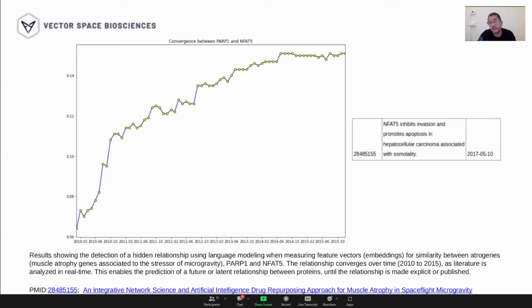The relationship converges over time from 2010 to 2015, as you can see here. And that's based on analyzing the literature in real time. This enables the prediction of a future or latent relationship between proteins until that relationship is made public or published. And you can see, looking to the right here, that the relationship was first published in 2017. So from 2010 to 2015, we're showing that the relationship grew stronger over time and eventually converged to an explicit published relationship.